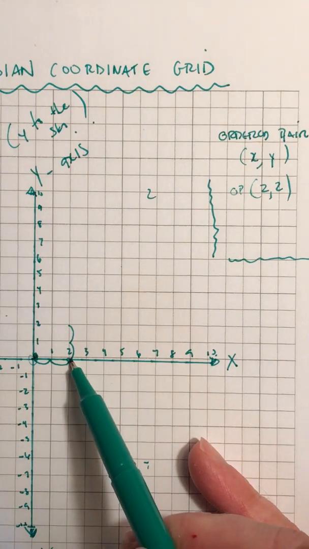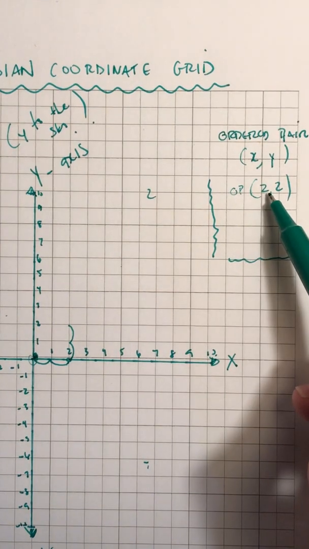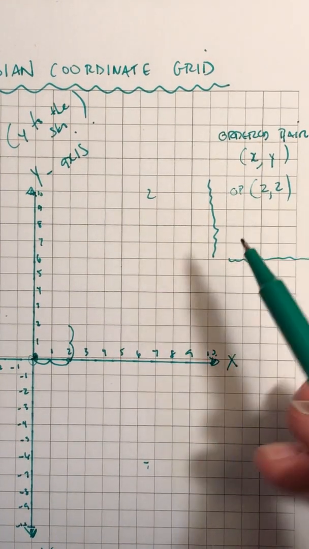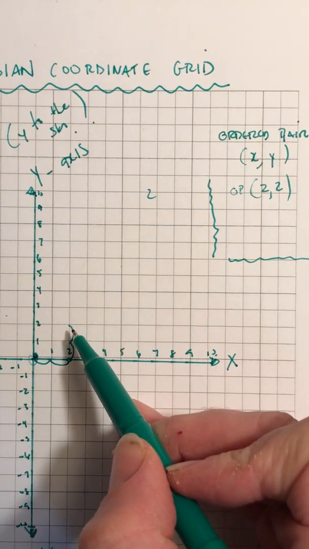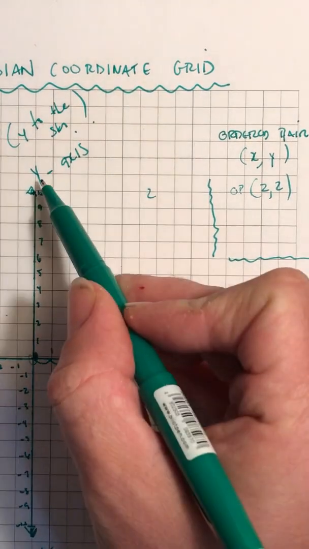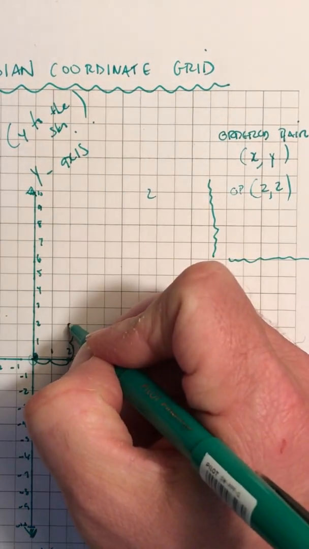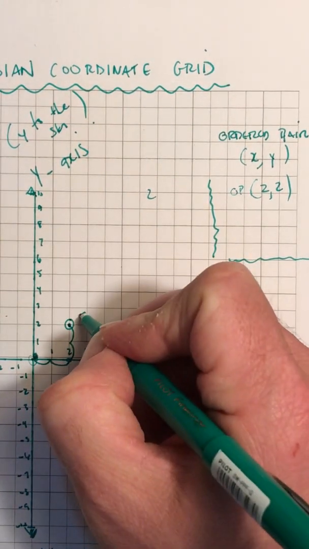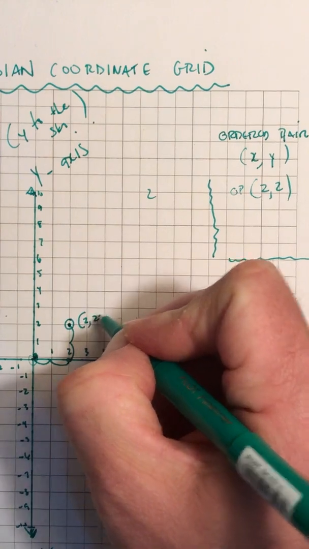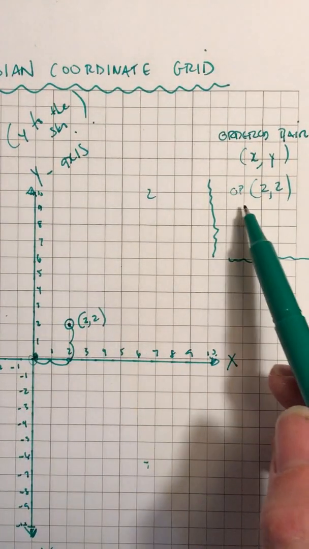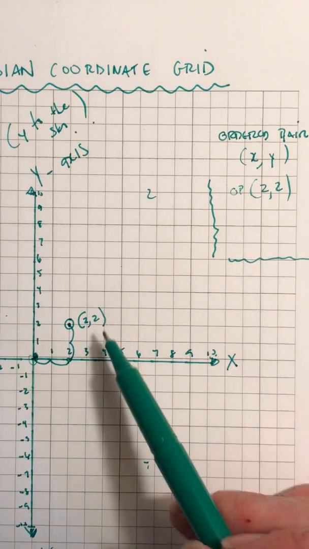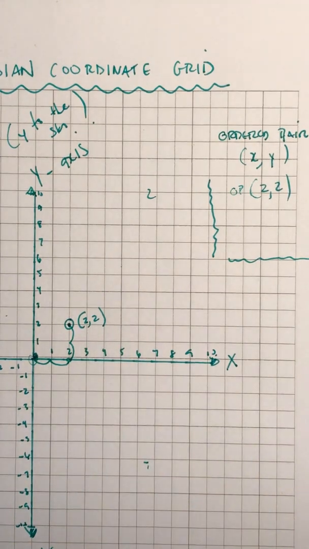I've got positive 2 on my x-axis, and now I've got positive 2 on my y-axis. So I'm going to plot this point. And now I know that my ordered pair, 2 and 2, is right here. Let's say that's the first point.